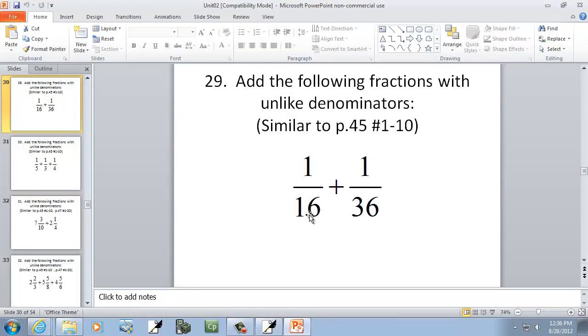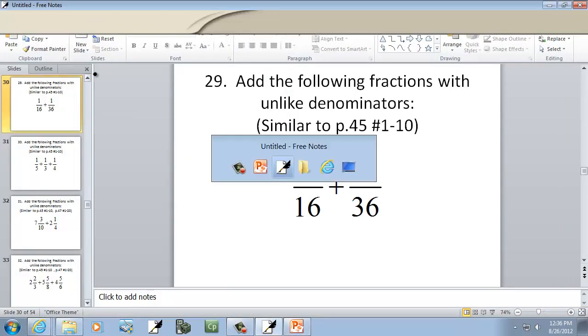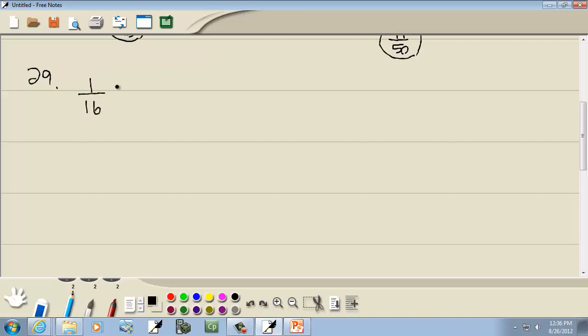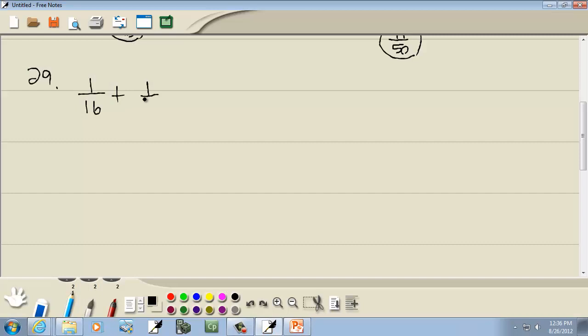Yeah, let's take a look at this one. 1 over 16 plus 1 over 36. Well, we have to figure out what our LCD is. So I look at 16 and 36. 16 is 4 2's. 36 is 2 times 2 times 3 times 3. 4 times 9. Yeah, okay.